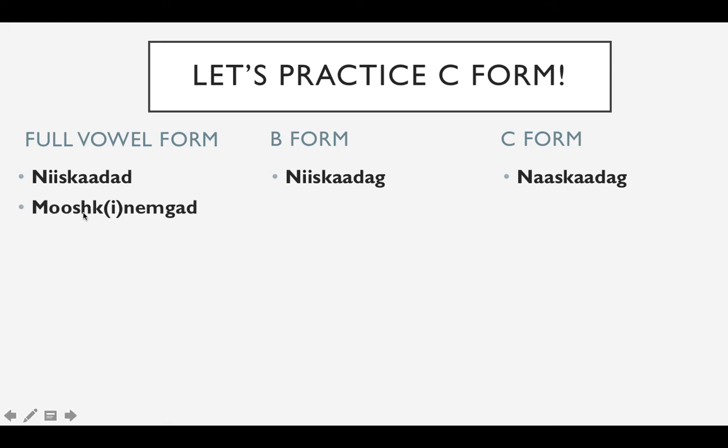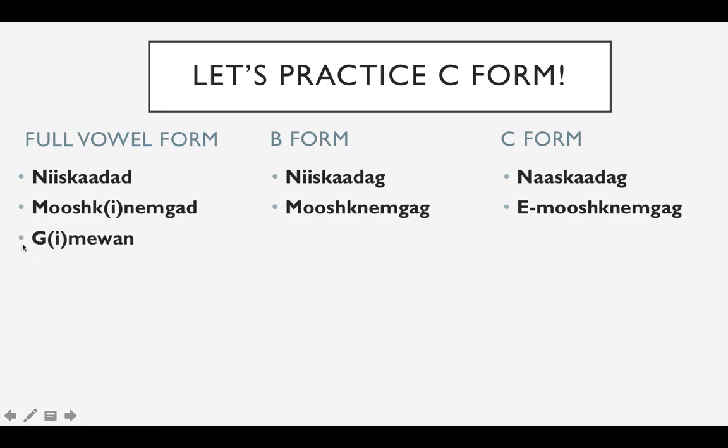Next one, moshkanem gud. So we have a secret I sound in there, but remember we're just changing the first vowel sound, so that I doesn't really matter. So B form, moshkanem gug. Again, we're changing our double O sound, and double O sounds, we don't change them, we just add the hanging E in place. Emoshknem gug, right there.